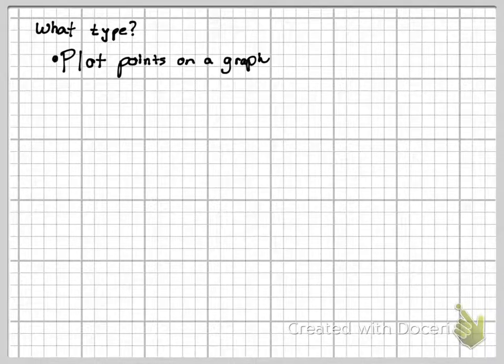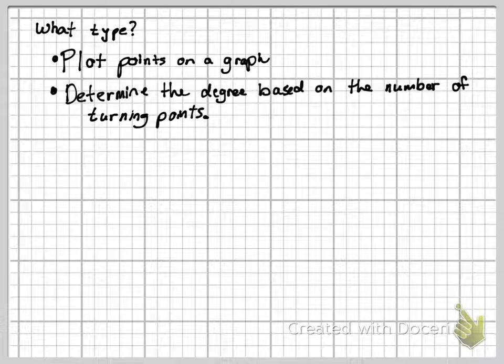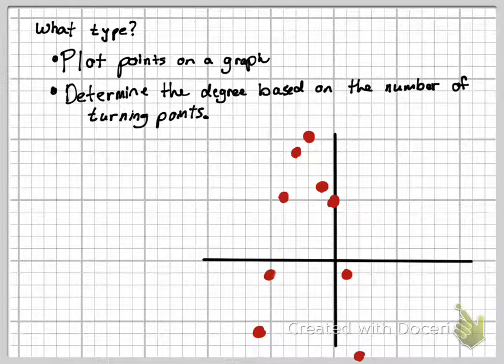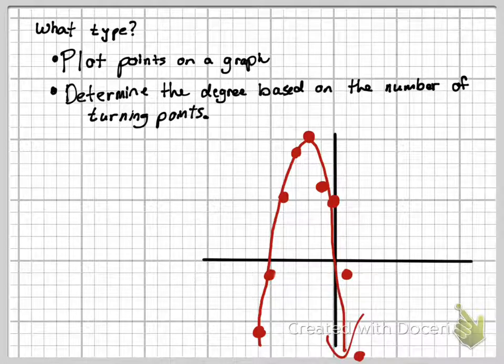So what do we do? The first thing we need to do to determine the type is plot our points on a graph. You're going to determine the degree based on the number of your turning points. This is a scatter plot of the table from question number 1 on the previous slide. When I connect the dots, I can tell that my graph is shaped like a quadratic, like a parabola. Now, the equation is not going to be a perfect fit because it's not a perfect parabola, but it will give us a fairly good estimate of what this parabola's equation should be.